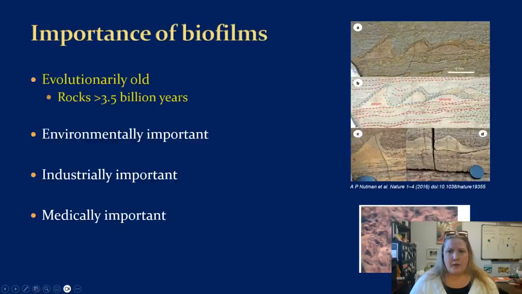So biofilms are very important. We've known these structures have been around for billions of years. There's evidence of these in the fossil records, and we have evidence of current day fossils that are still found off the coasts of Australia and other types of aquatic environments.